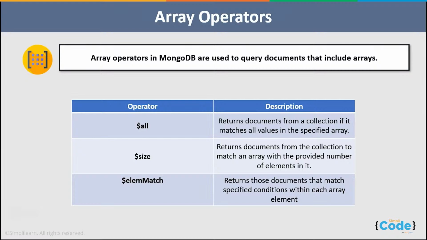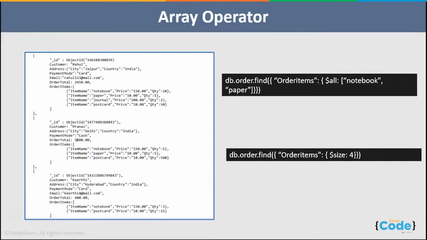Next, we have the size operator. It returns documents from the collection that match an array with a provided number of elements in it. Next and finally, we have elemMatch, which returns those documents that match the specified condition within each array element. Now, I know it is a bit confusing, so let us move ahead and understand with an example here.